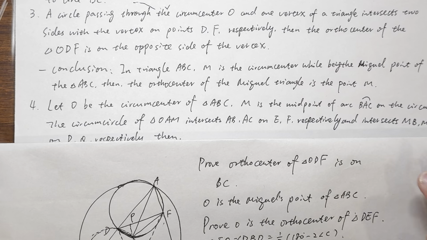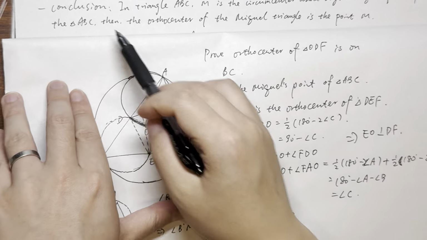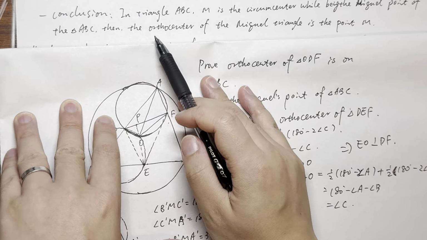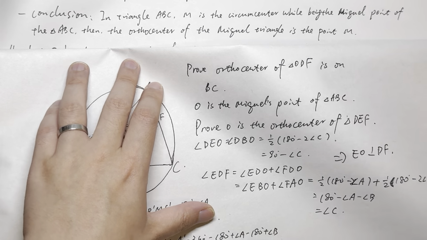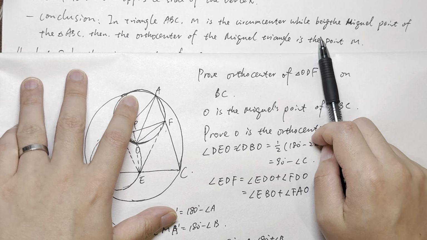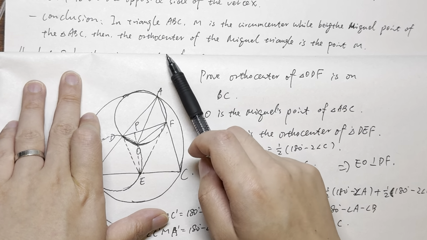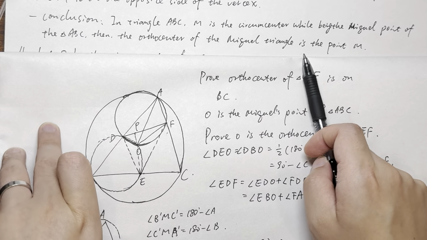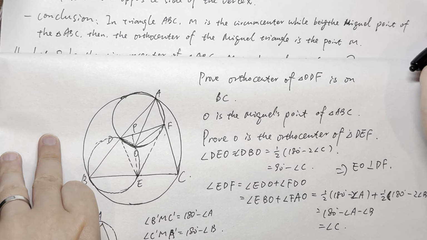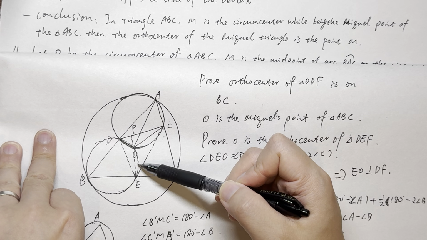Okay, that's for problem 3. And we have the conclusion. The conclusion says that in triangle ABC, if M is a circumcenter while being the midpoint of triangle ABC, then the orthocenter of the midpoint triangle is point M, right? So basically it's just replacing the O with M.